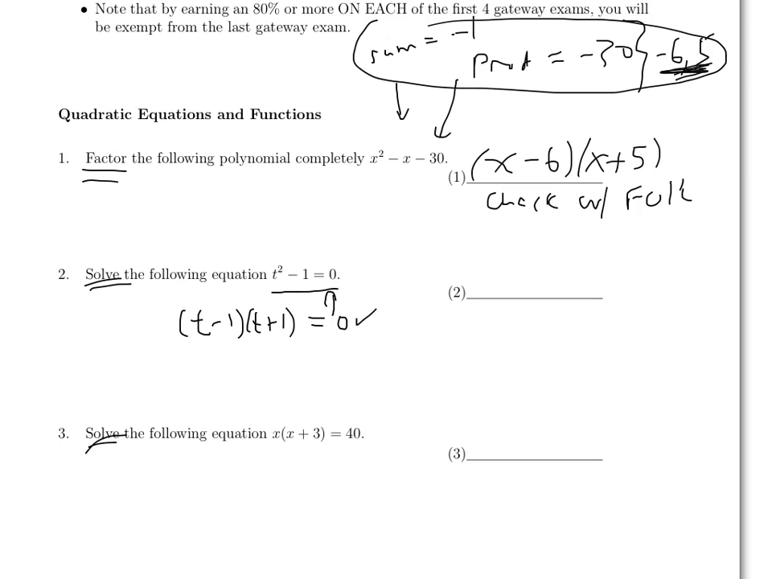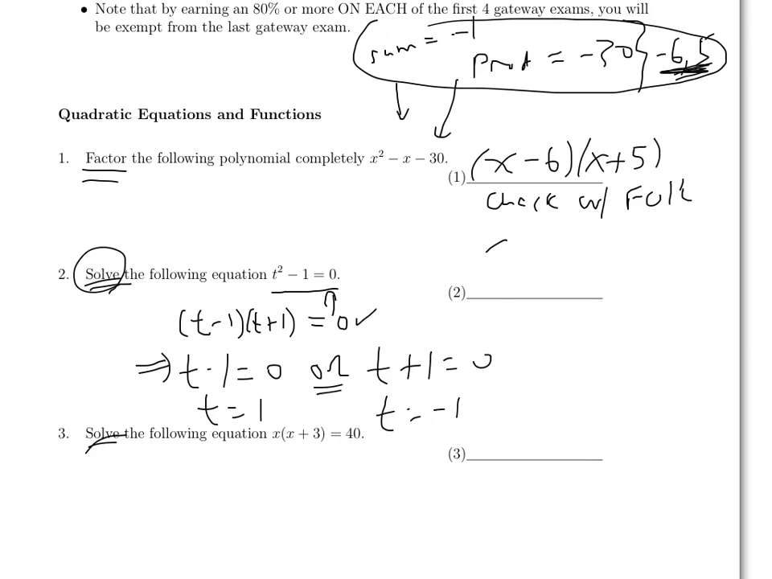But our question is to solve, not just to factor. So we say that therefore either the first factor is 0 or the second factor is 0. That's the whole point. Those are both linear equations, and those are easy to solve. That would mean t equals 1, and that would mean t equals negative 1. So those are my two answers.